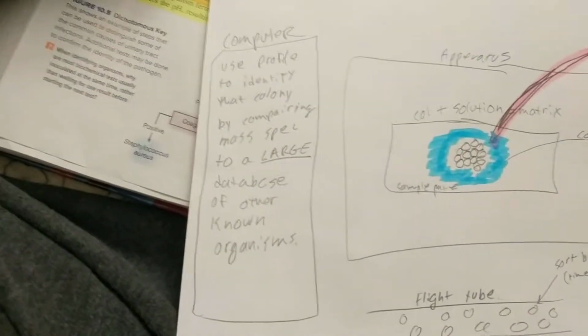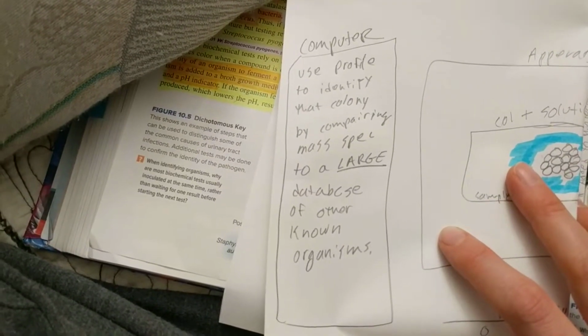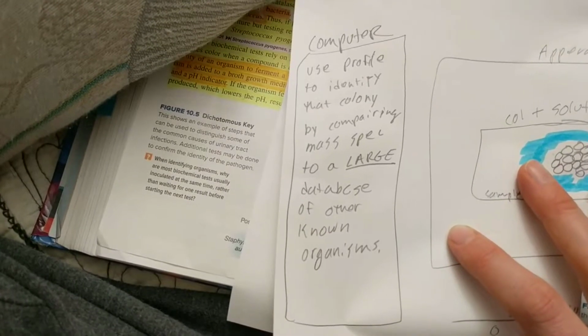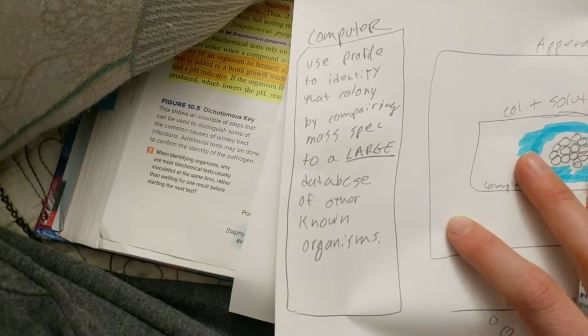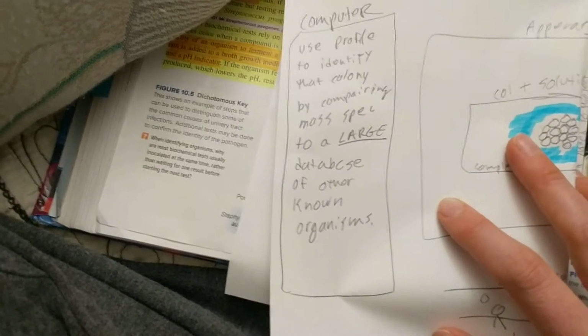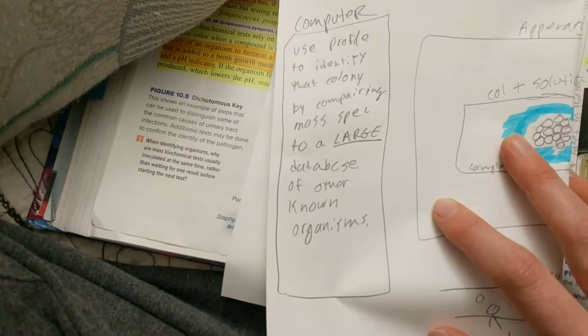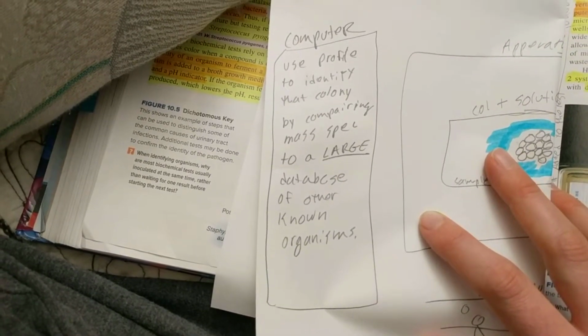So let's move over here to our computer. Let me fold this in half so I can read this at the same time. So here's our computer, and the computer software then uses that profile to identify the organism in a given microbial colony by comparing its mass spectrum to a database. I put a large database because I'm sure that thing is big. So it's comparing it to a database of results from known organisms. All right, good luck.